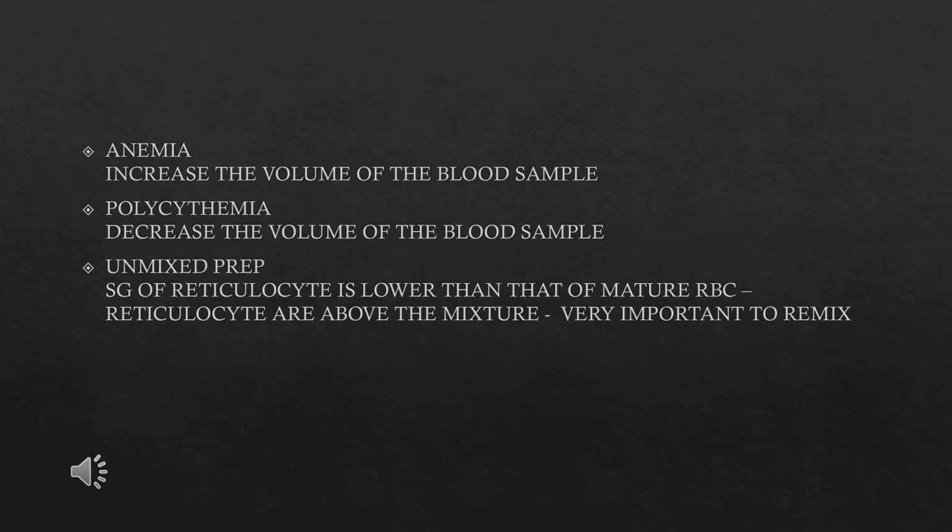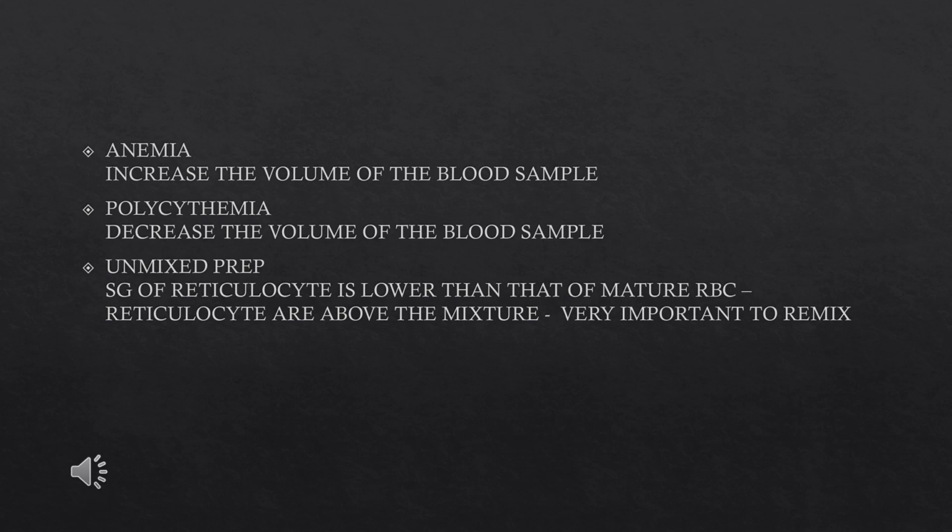First, you have anemia and polycythemia. What we do here is adjust the proportion of your dye and your blood sample. If you have anemia, you increase the volume of the blood sample. So if normally it's 2 drops blood and 2 drops dye, we do 3 drops blood and 2 drops dye. For polycythemia, we decrease the volume of the blood sample or increase the volume of your dye. So it can be 2 drops blood sample and 3 drops dye.